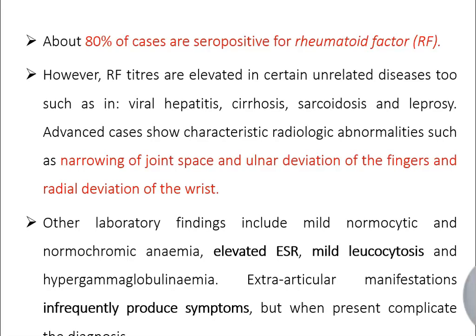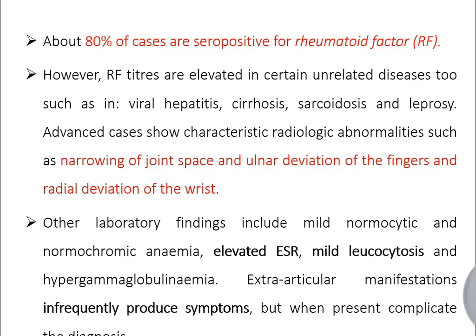We see radiological abnormalities like narrowing of joint space, ulnar deviation of the fingers, and radial deviation of the wrist. These are the key features. In biochemical investigations, we see anemia, mostly normocytic and normochromic, elevation of the erythrocyte sedimentation rate, leukocytosis, a mild elevation of WBC, and hypergammaglobulinemia. These are the biochemical features of the problem. Extra-articular manifestations are also present, but they don't produce very severe symptoms.